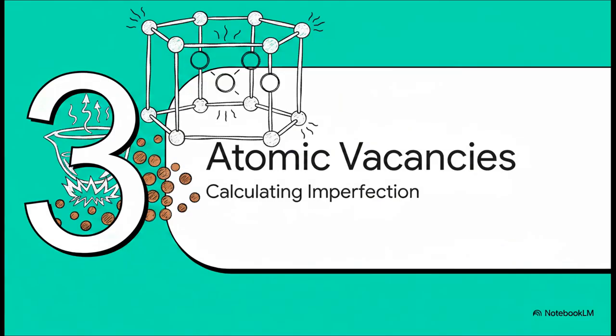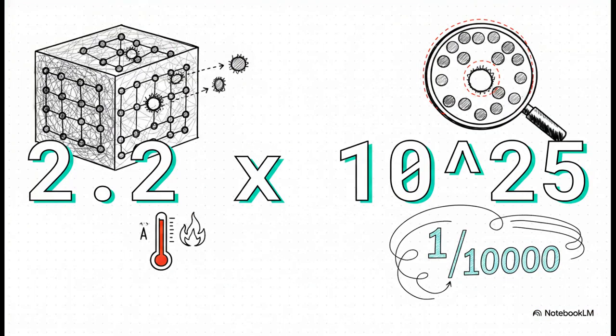Section 3. Calculating atomic vacancies. Since these missing atoms are the most common natural defect, let's put some math to the visuals. Try to guess just how many missing atoms might exist in an everyday piece of metal. Let's say a block of pure copper heated up to 1,000 degrees Celsius. Did you guess this absolute monster of a number? 22 septillion. That is 2.2 times 10 to the 25th power.